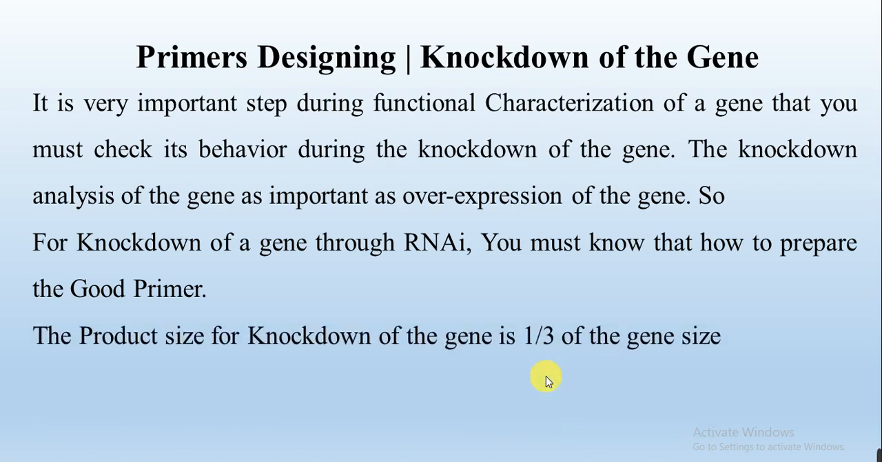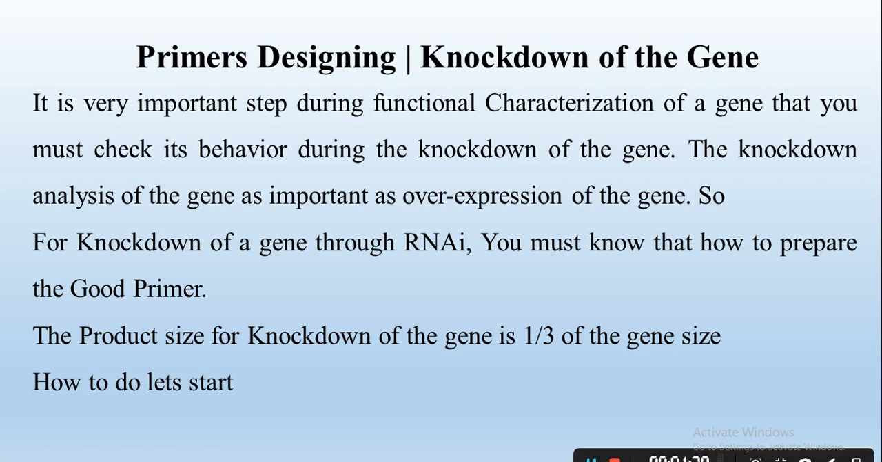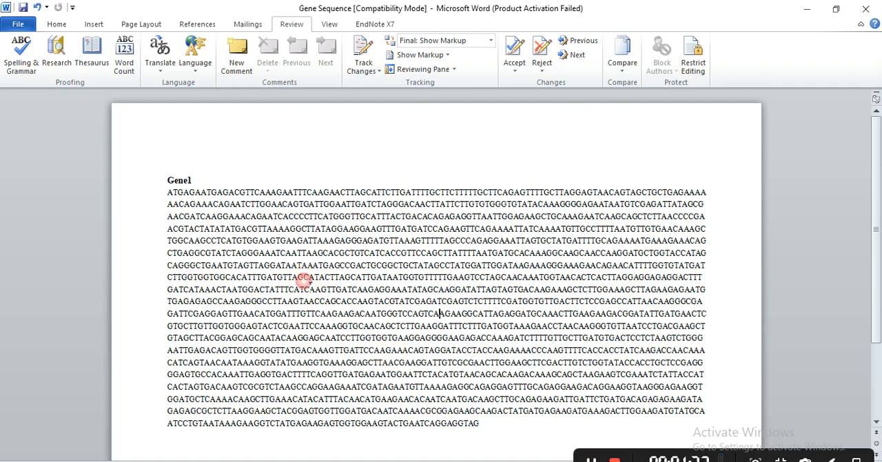The product size for knockdown of a gene is 1/3 of the gene size. It means that you must prepare the sense and antisense, or forward and reverse primer, between those regions whose product size is about 1/3 of the gene size. So how do we design the primer for RNAi or for knockdown of a gene? Let's start. This is the sequence of my gene, and I want to knock down that sequence.